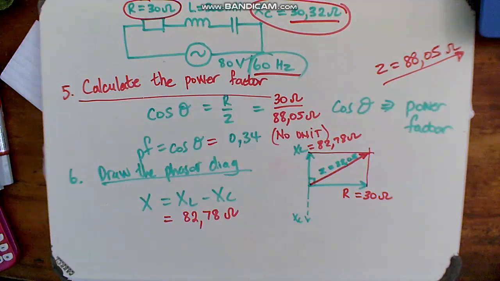88.05. Now the angle forming between there would be the phase angle, and cos theta would be R over Z, looking at that triangle that is drawn there. Okay, and that's how we find the phasor diagram.